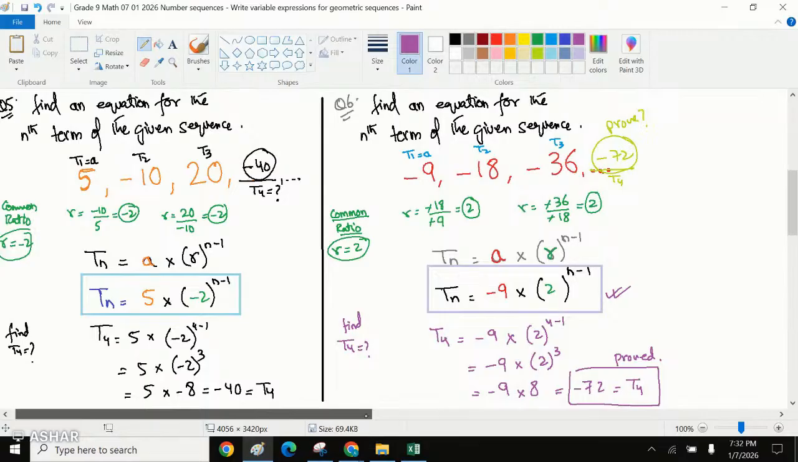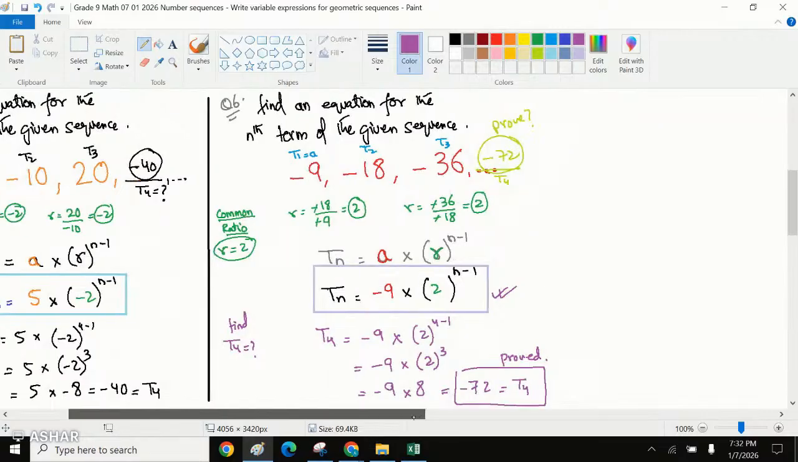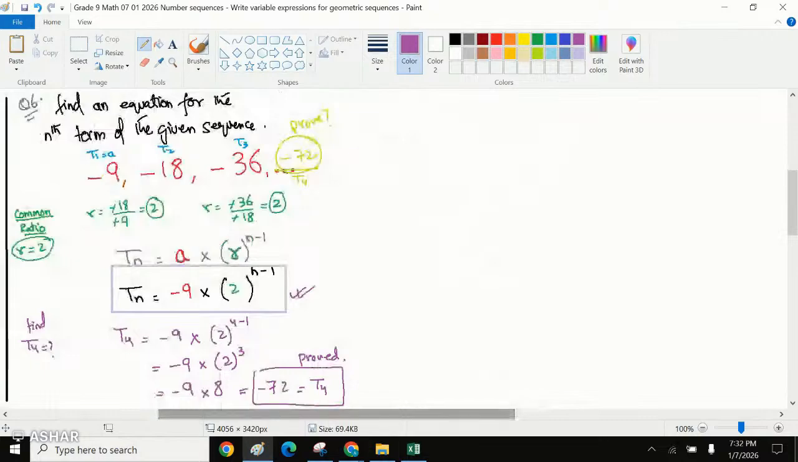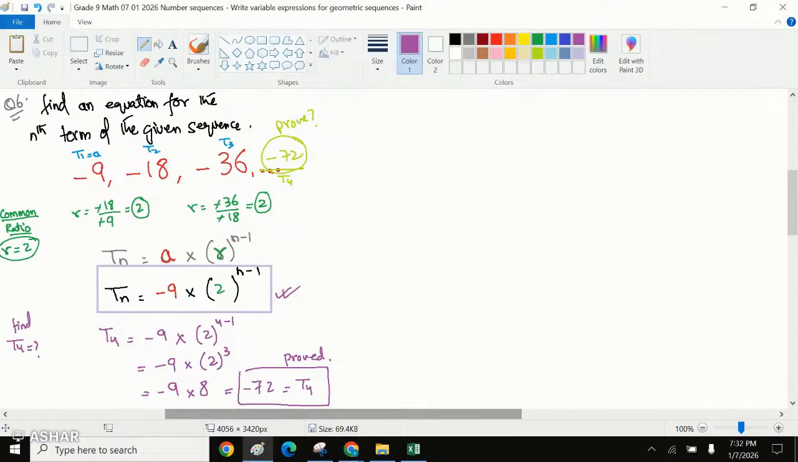So what you need to remember is, for any given geometric sequence, if ever you need to find the nth term or the generalized formula, all you need to do is substitute the value of a, that is the term number 1, and substitute the value of r, that is the common ratio. Okay, let's give it a try. Let's do one more question. And after this, we will try to do some examples, okay? We will try some questions from the test.